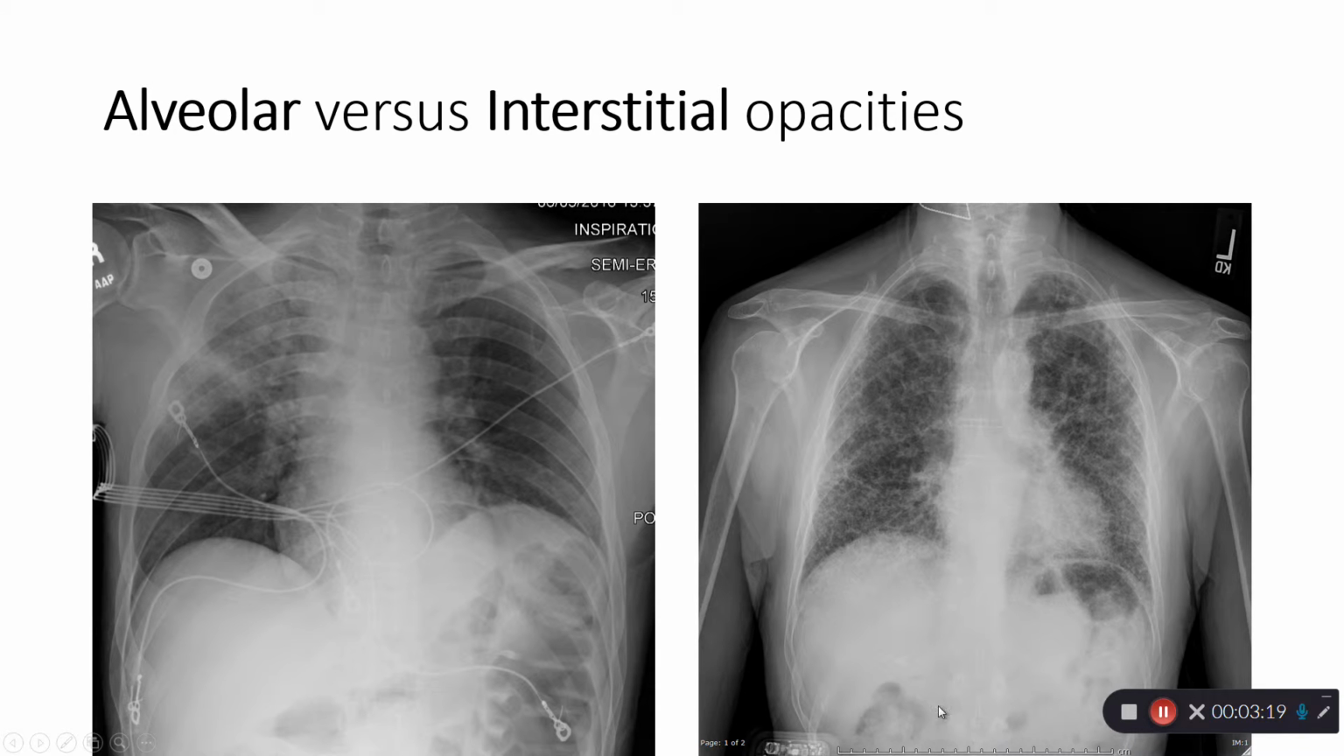So nice example of both alveolar and interstitial opacities. Looking at this first image, we can see that there's this patchy, fluffy cloud-like opacity within the right upper lobe. This is an example of alveolar opacities, as opposed to this patient who has underlying pulmonary fibrosis, and we see these very coarse, linear type opacities within the bilateral lungs. This is thickening within the interstitium. So nice example of interstitial opacities in a patient with pulmonary fibrosis.